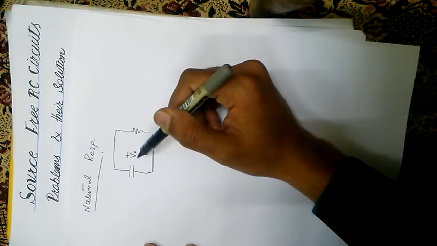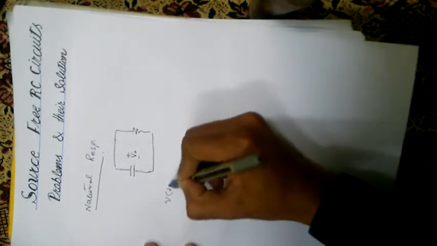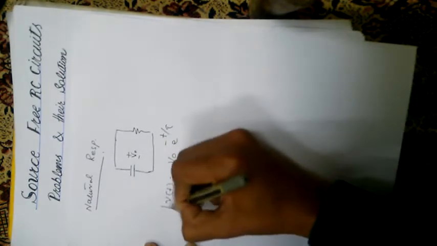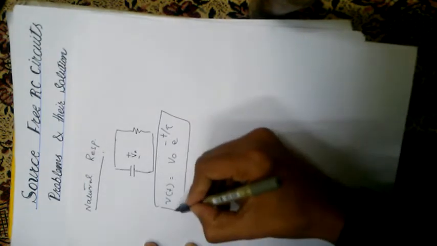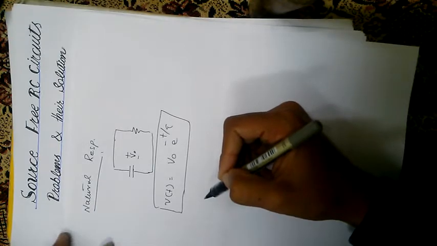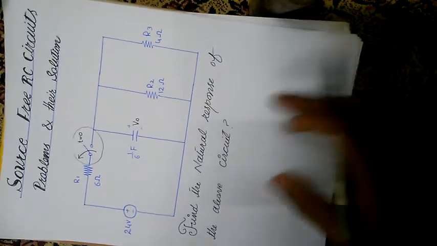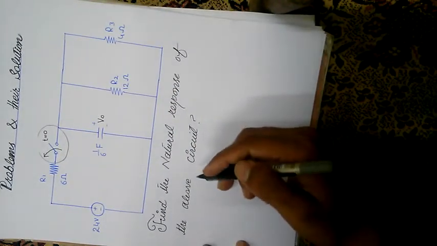And also we have derived an equation for this purpose. That equation was V of t is equal to V0 e raised to power minus t by tau. So now in this lecture, we will implement this equation to find the natural response of the circuit. So now let's take an example. Let's suppose we have this circuit and we want to find the natural response of the circuit.